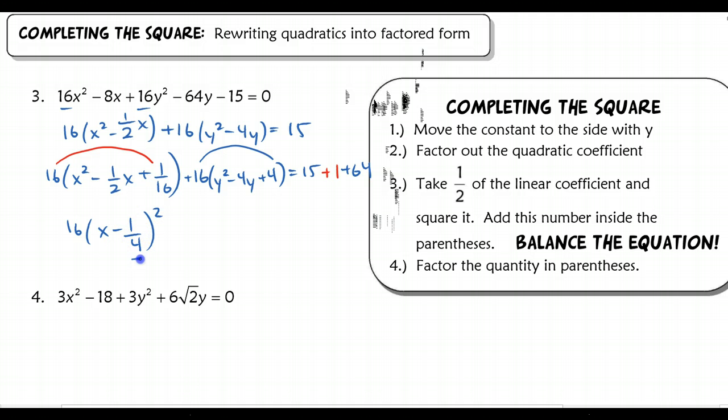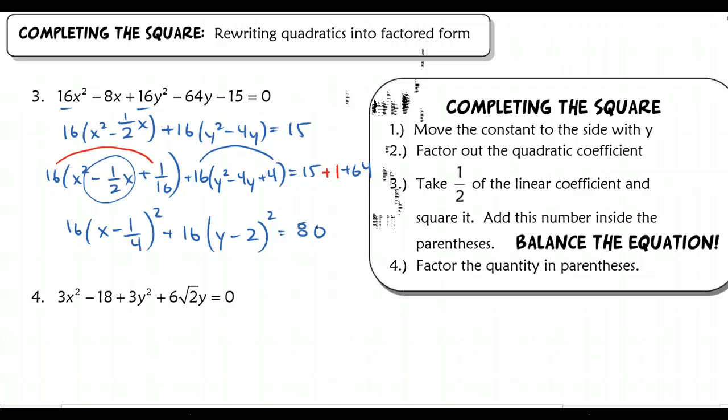And the reason why I know it's 1/4 is because that's the number that I took in half, right? I took negative 1/2, and I took that in half and got negative 1/4. So I know that that's what that number should be. Plus 16 times y minus 2 squared. Remember when you cut that in half, that was 2. And then equals, on the other side, 80. Did I add that right?